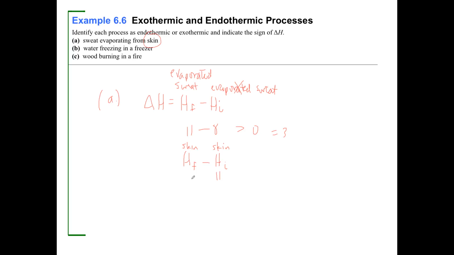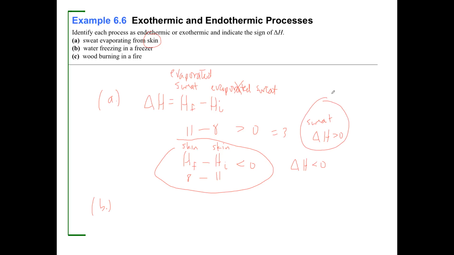So in the beginning the skin might have 11, and then it might have 8. Are you okay with me using 8 and 11? I'm just picking numbers so it's easier for me to see. That's definitely going to be less than 0. It's going to be negative. So if we're talking about the skin, then delta H is less than 0. If we're talking about the sweat, delta H is greater than 0. And I can't tell which one they're looking at here. Sweat evaporating from the skin, probably talking about the sweat. I don't know.